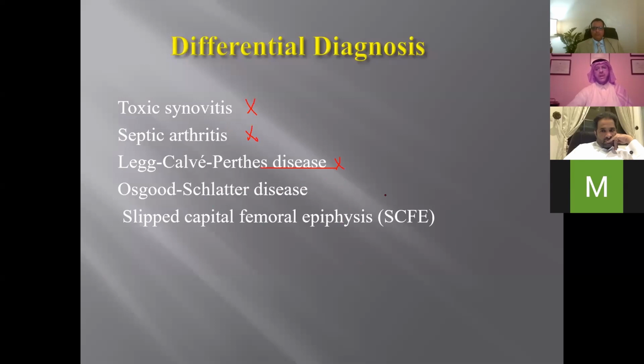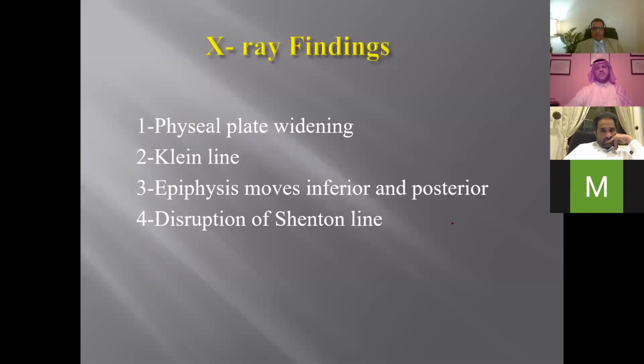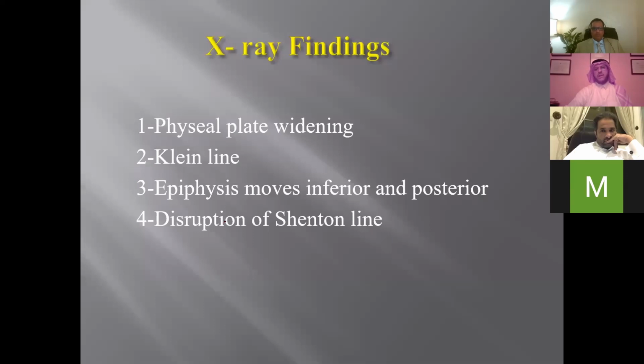So what about SCFE? Again, SCFE, slipped capital femoral epiphysis. This is the most likely diagnosis. The X-ray findings for SCFE are physeal plate widening, as you see here. It's widening of the physeal plate compared to the right one. Klein's line, we're going to talk about in a second. The epiphysis moves inferior and posterior.